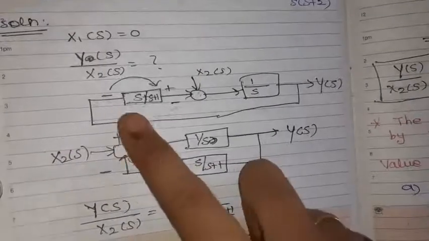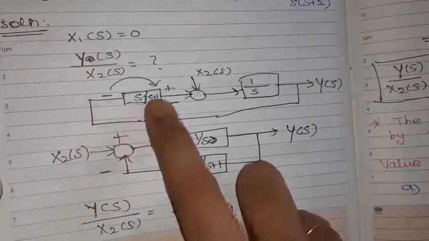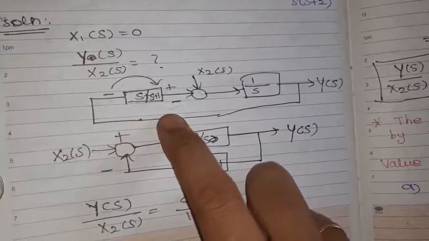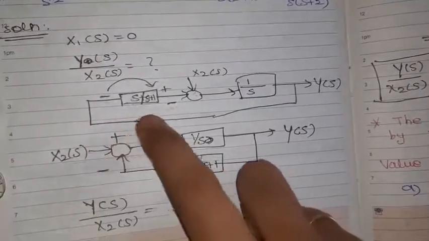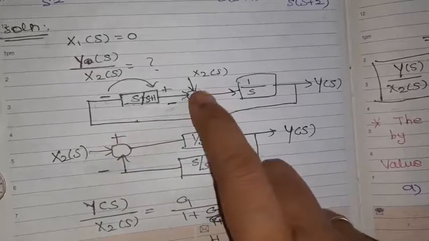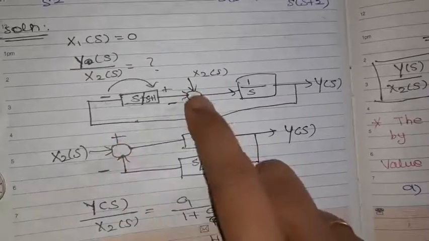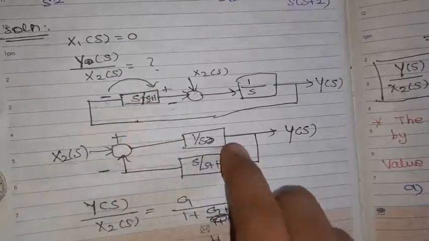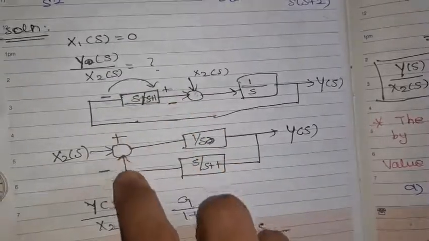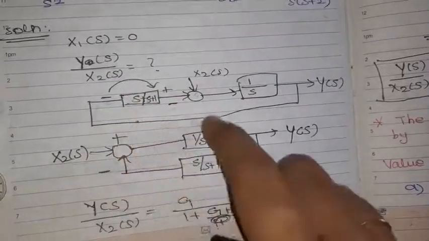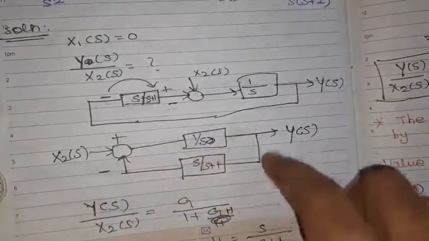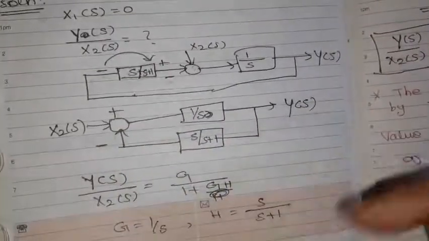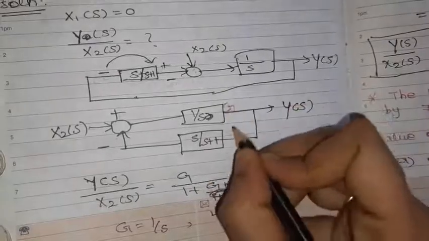See, this is multiplied by minus sign, minus s by s plus 1. I will explain more clearly. So, minus s into s plus 1. So we are going to switch this summation point here, then this block will go here, right? Adding this, just the direction differs. Then this is g of s, this is h of s.